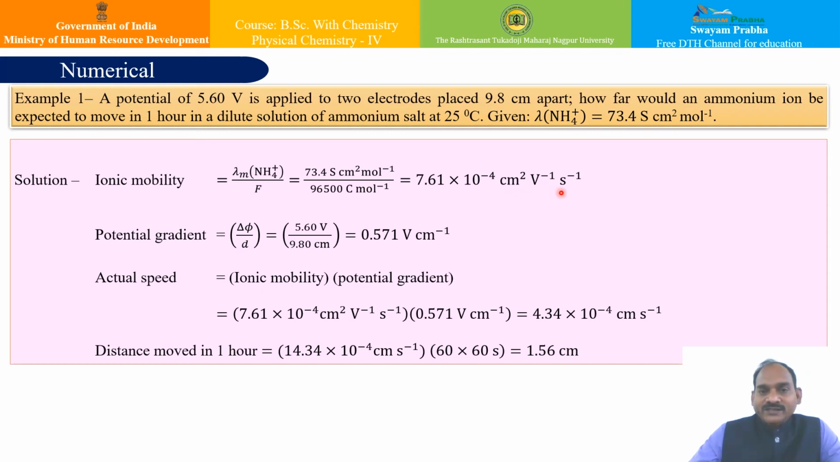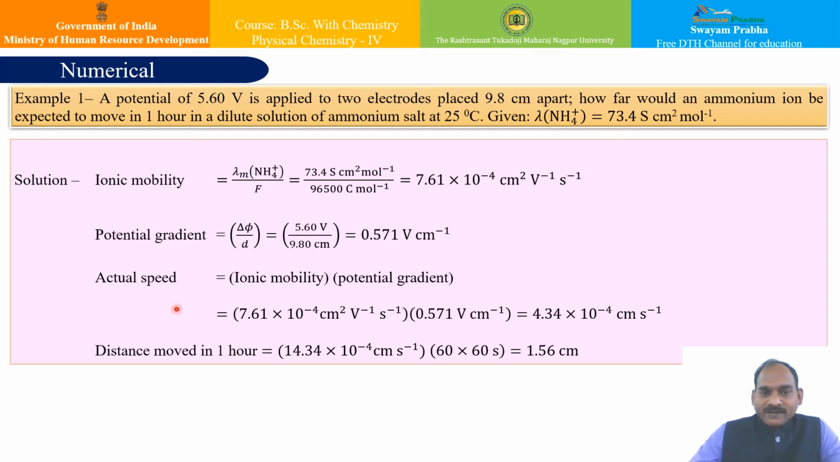So I get the expression for the solution for ionic mobility. Now I know the potential gradient is given by 5.60 volts upon the distance, that is delta phi upon d. So if I substitute this value, delta phi is 5.6 volt and d is 9.8 centimeters. So I get potential gradient as 0.571 volts per centimeter.